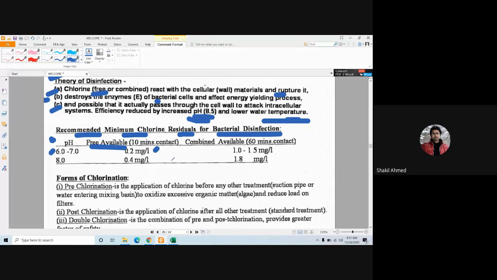time. But in case of combined chlorine, which is basically monochloramine and dichloramine, you need 60 minutes of contact time if you have 1 to 1.5 milligram per liter concentration.